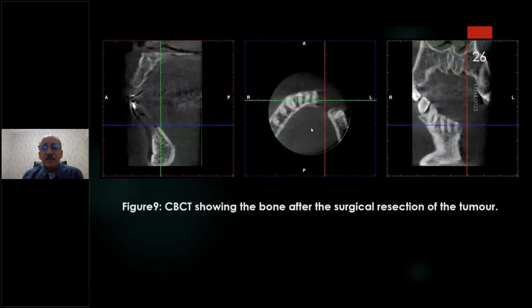This is the CT scan also, just to confirm that there is no lesion in the bone, no changes happening. Everything is okay. Next.